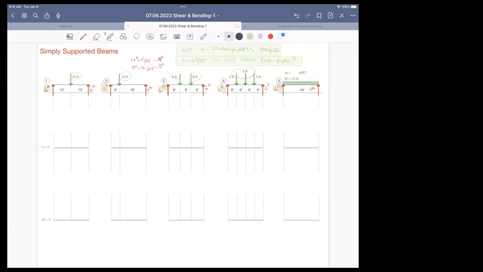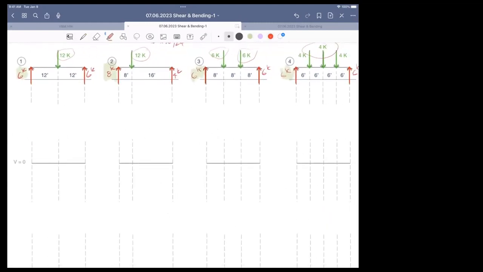If the reactions are unequal, it's the larger of the two. So it's 8 kips for case number 2. Otherwise, the maximum shear is equal to the reaction. If the loading is symmetrical, the reactions are half the load. That's it. There's no rocket science here. But we need to draw the shear diagram to get to the moment diagram. The shear diagram is the sum of forces going from left to right with reactions going up.